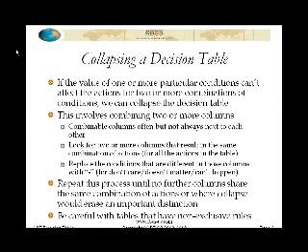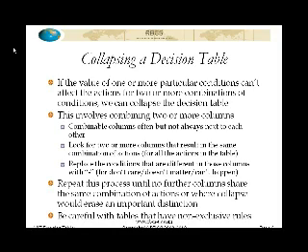Now, you have to be particularly careful with tables that have what I refer to as non-exclusive rules, and I'll show you an example of this a little later. But briefly, a non-exclusive rule is the case where two or more columns in the decision table can apply to a given situation. And I'll show you how that works.